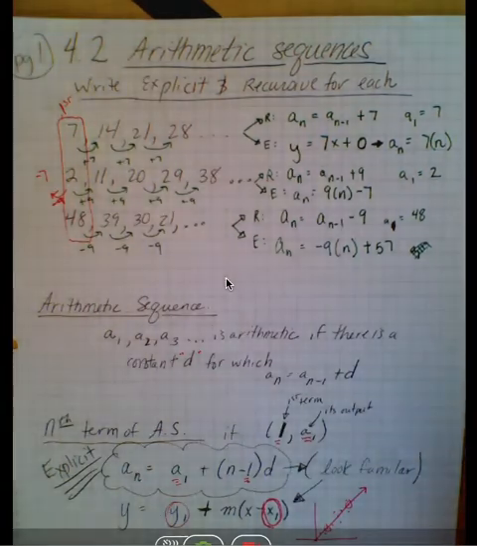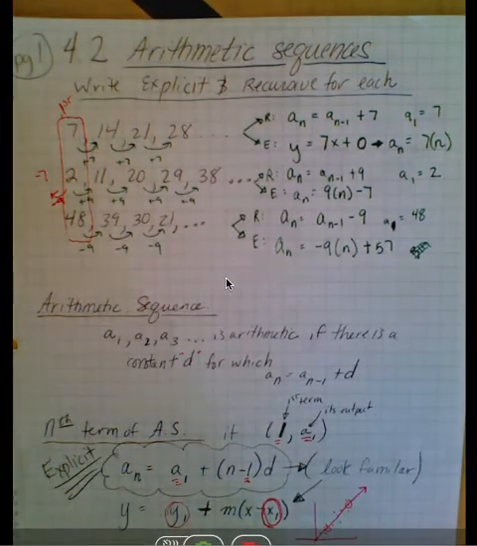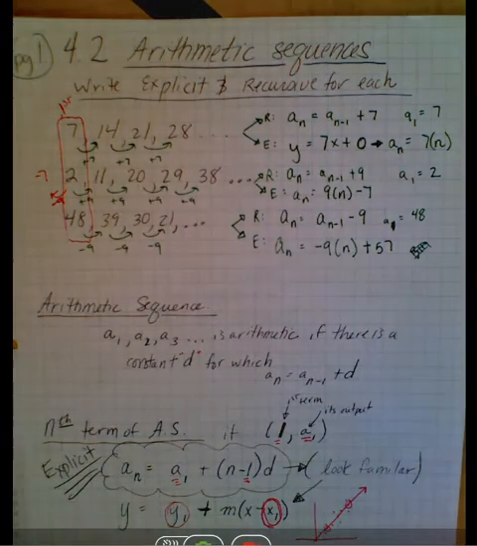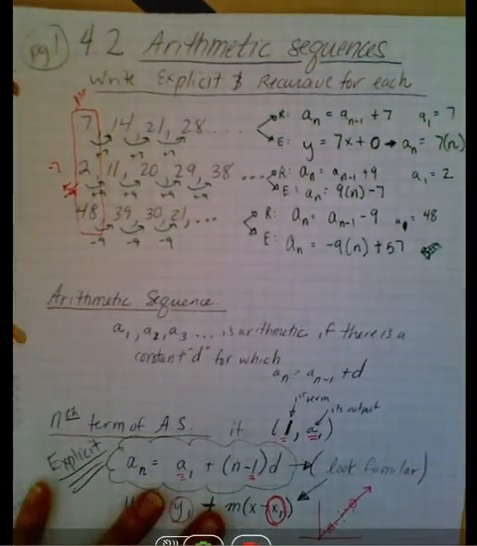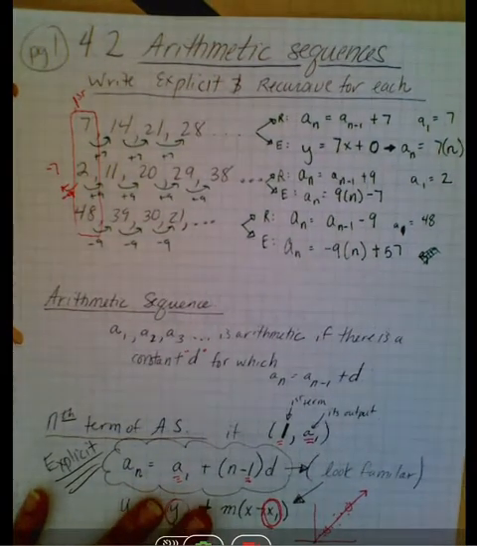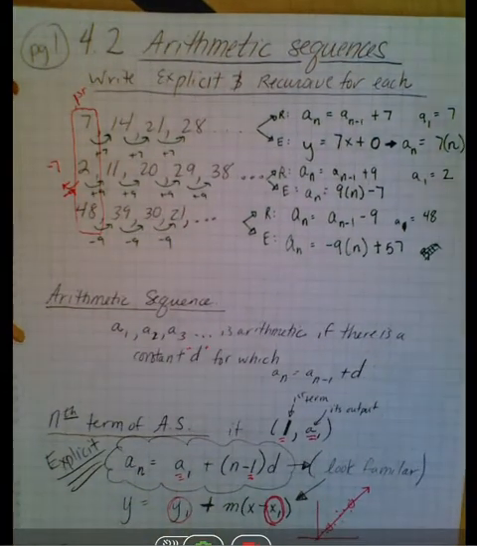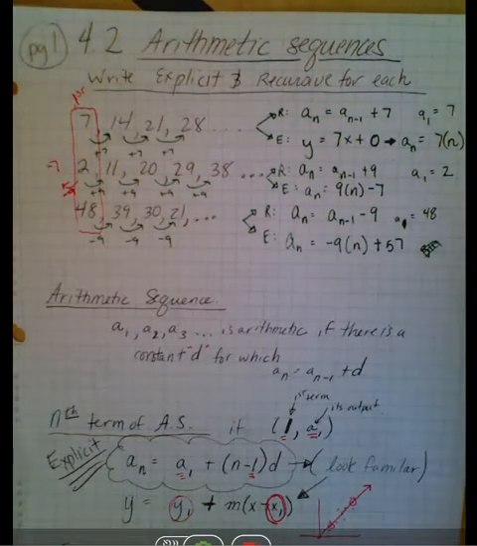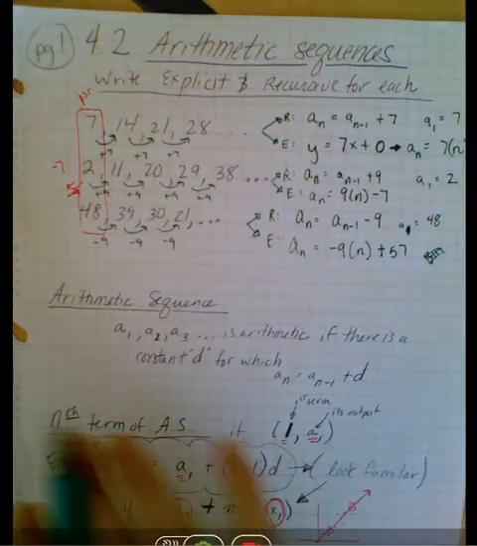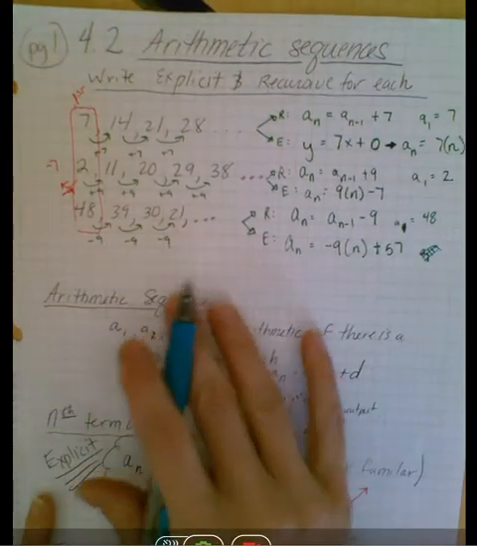So 4.2 is over our old friend, arithmetic sequences, and I love arithmetic sequences because they're just linear, and we've done linear forever and ever, and we feel super comfortable with them. So this should be a nice review before we move on to arithmetic series, which is a summation of arithmetic sequences. So I think that this will lead nicely into that.